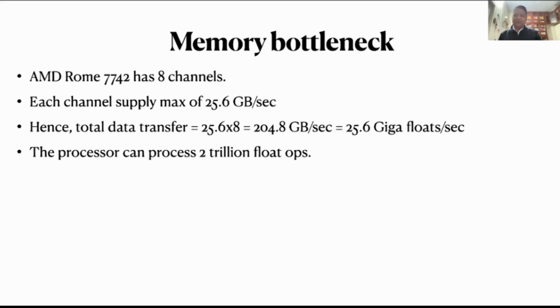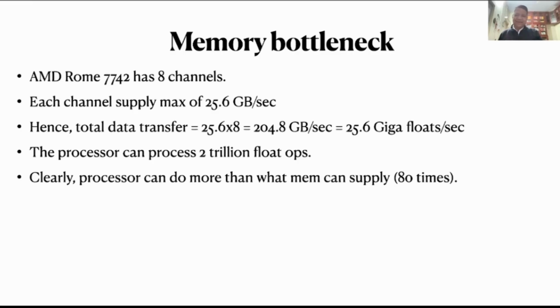So I can transfer that many numbers in 1 second, 24.6 giga. Now the processor can do 2 trillion floating point operations. We showed that from the clock speed, that's the maximum possible. If it did all the operations very efficiently, with data available in cache, it can do this fast. It's a theoretical peak.